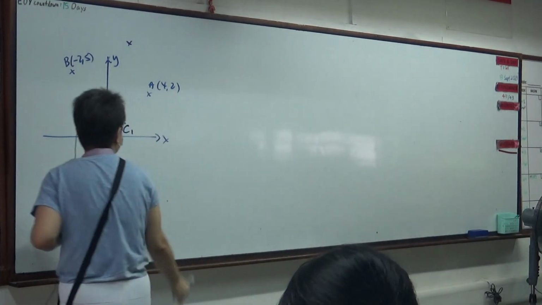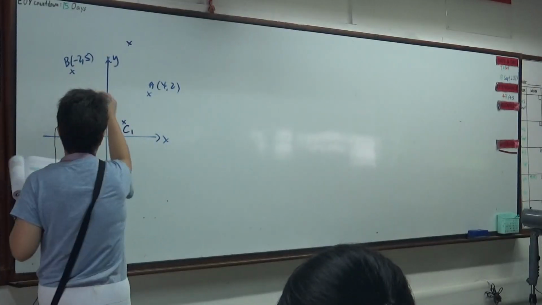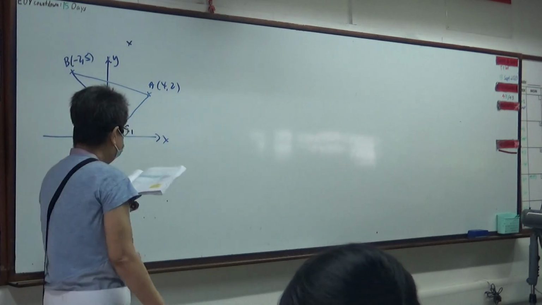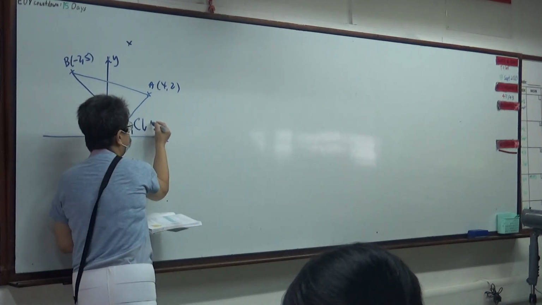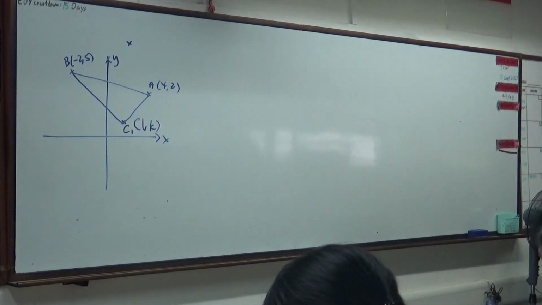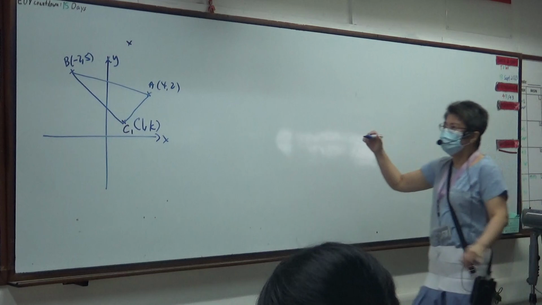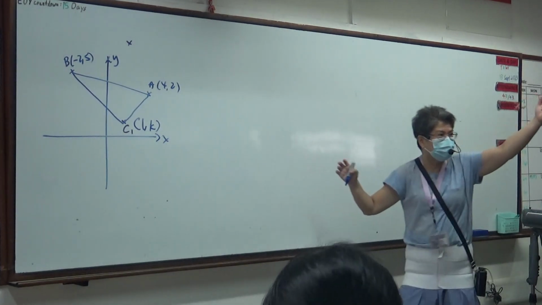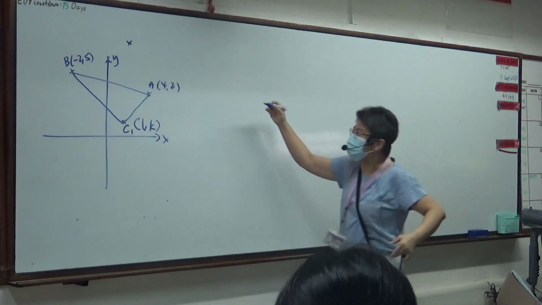Let's call this C1. Okay? We know that this is (1, k). Now I told you the direction of the vertices must go anti-clockwise, correct? And they tell you the area of the triangle, 10.5 units squared, right? So, if I go anti-clockwise, focus, you tell me you want to start from which vertex? First start from B, okay?